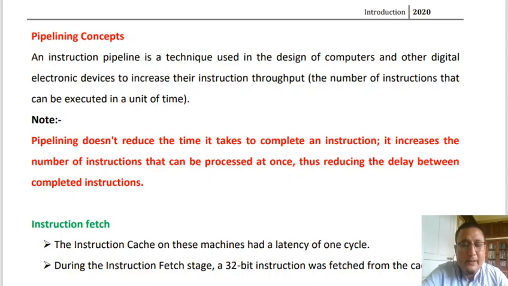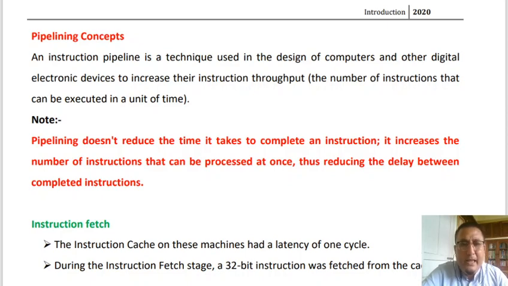The important thing that you need to remember is that pipelining does not reduce the total amount of time required for executing an instruction. Again, I'll repeat it. Pipelining does not reduce the amount of time that's required to complete an instruction. Instead, it tries to reduce the execution time of a set of instructions by reducing the delay between execution of two successive instructions. So by reducing delay, we are trying to increase the throughput of the microprocessor.